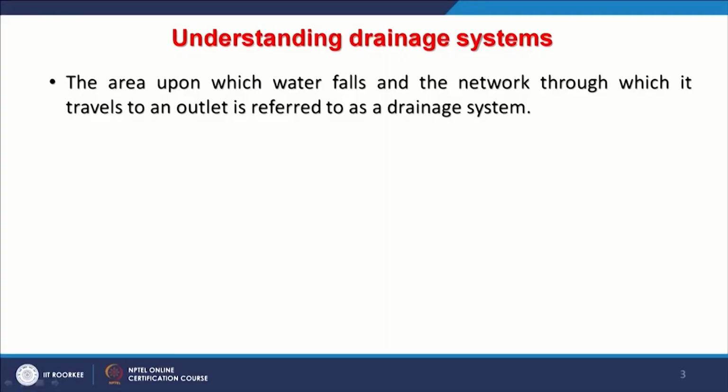So, basically what it means is that the area upon which water falls includes all forms of water. In total we say precipitation, and when we say rainfall, it means only water in liquid form. Whatever precipitation occurs on the surface of the earth will ultimately move through the drainage network and travel to an outlet, that is a watershed outlet or basin outlet, and the entire system where this happens is called the drainage system.